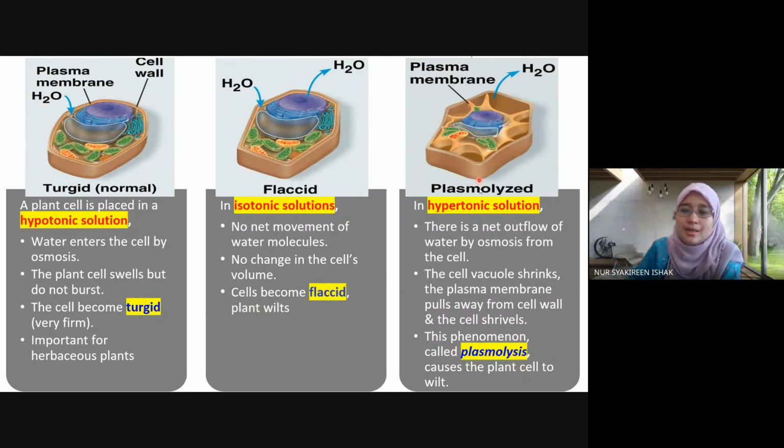Okay. So and then the next one we have, if you immerse the plant cell in hypertonic solution, okay. So outside is really concentrated. So there is a net outflow of water by process of osmosis, and then the cell vacuole will shrink. Okay, and the plasma membrane pulls away from the cell wall and causes the cell to shrivel. And then this is what we call the process of plasmolysis.